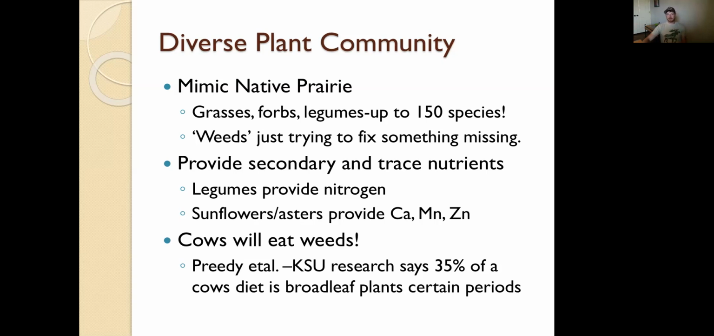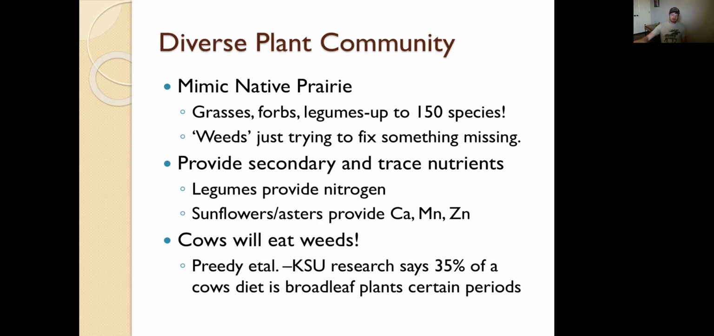A lot of these diverse species provide secondary and trace nutrients. Legumes like peas, beans, clovers, they can generate nitrogen in the soil, provide a free source of nutrients that we don't have to pay for. Some sunflowers and aster species can pull up what we call base nutrients like calcium, magnesium, and zinc from way deep down in the soil profile that, for instance, grasses cannot reach with their root systems.